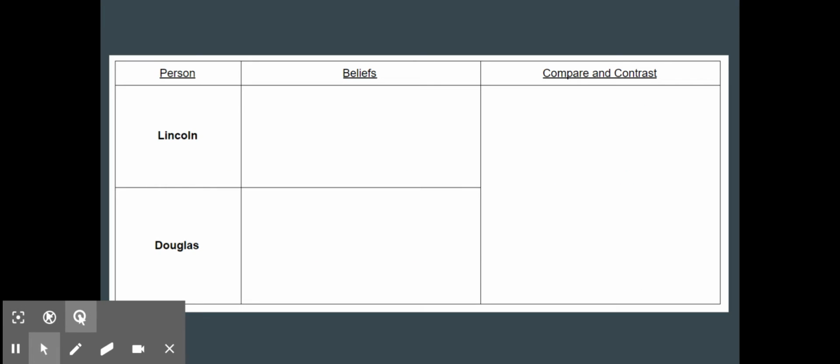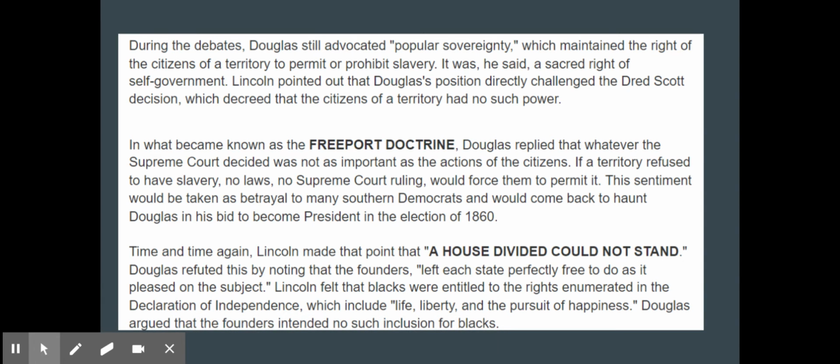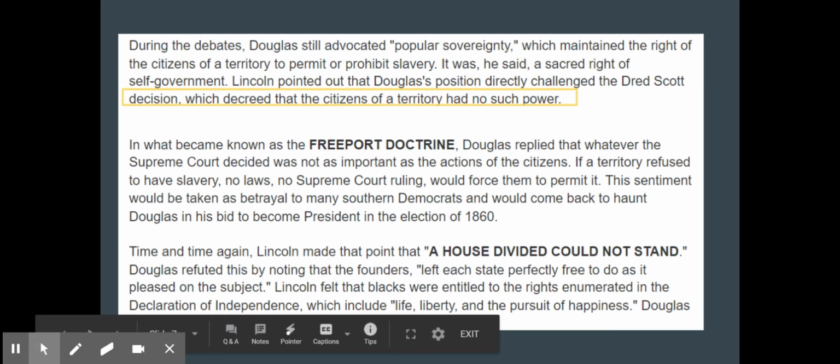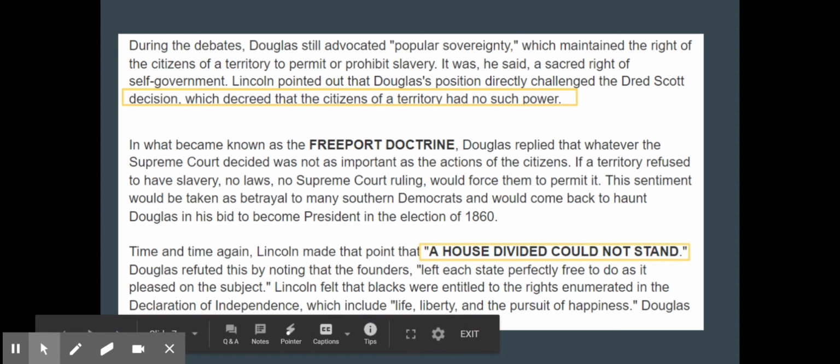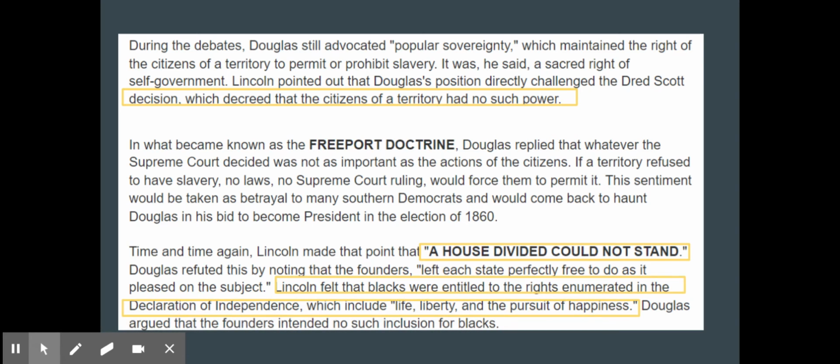All right, so we're going to be looking first at what their beliefs were, and then we're going to compare and contrast them. So when I'm looking at this, Lincoln supports the Supreme Court's decision in terms of the Dred Scott decision. He continually says that a house divided could not stand, and he feels like all people living in the United States, because we have to remember that at this time people that were enslaved were not considered citizens until that 14th Amendment came, but that everybody was entitled to the rights enumerated in the Declaration of Independence.